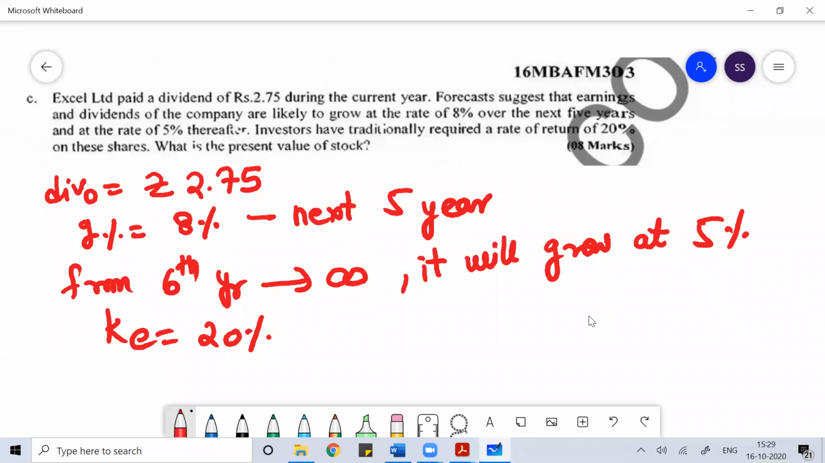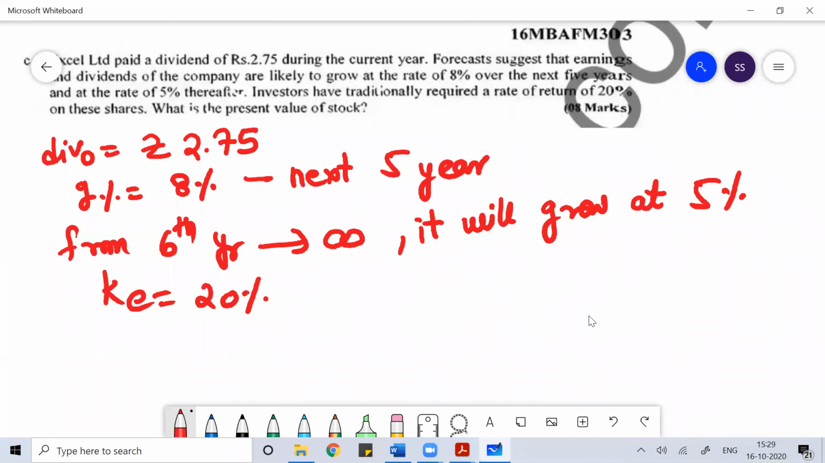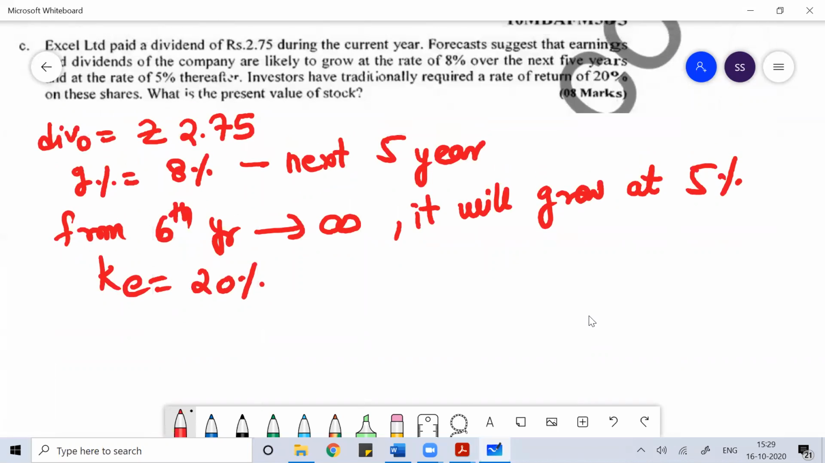So for the 5 years, it will grow at 8%. Then from the sixth year, it will grow at the rate of 5%, and the cost of equity is 20%.